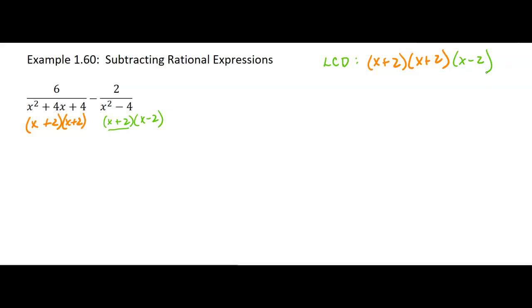Remember in our example with the numbers, we didn't repeat the 3 2's because they both had them. So I don't have to have another factor of x plus 2. You have to be careful on these because you want your denominator to be as small as possible, otherwise it'd get really complicated. Okay, so what do we have to do? Well, in this first expression, I need an x minus 2, so I'll be multiplying that in. And then over here, I need another x plus 2.